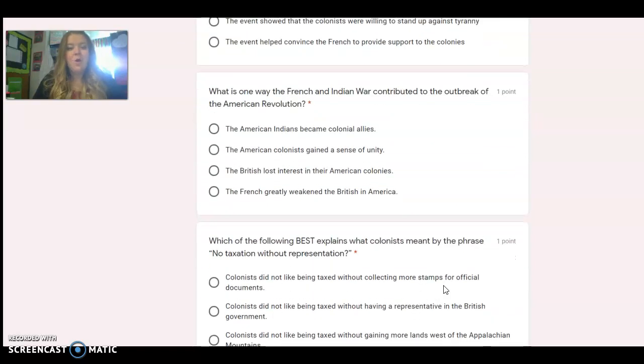Number 4. What is one way the French and Indian War contributed to the outbreak of the American Revolution? A. The American Indians became colonial allies. B. The American colonists gained a sense of unity. C. The British lost interest in their American colonies. Or D. The French greatly weakened the British in America.